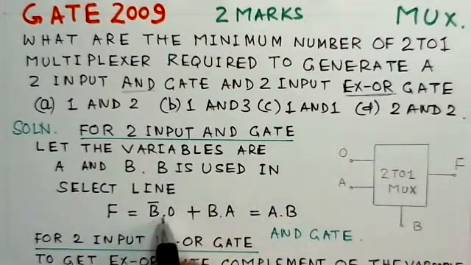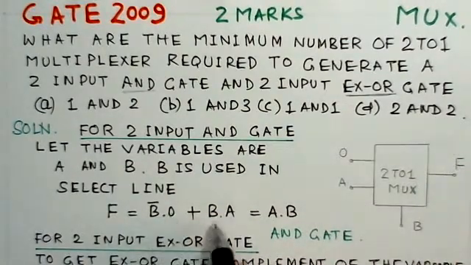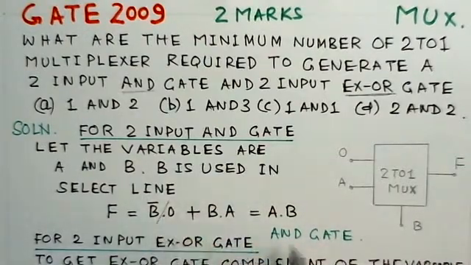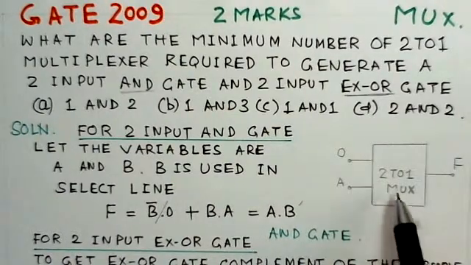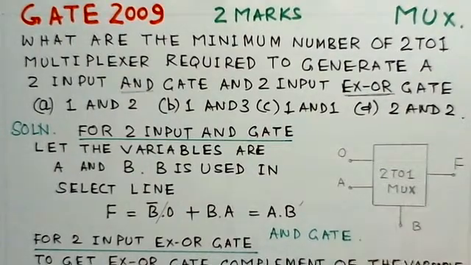B bar into this input, which is 0, B bar into 0, plus B into A. So this term will go away, and it will be A and B. So by using a 2:1 multiplexer you will get an AND gate. That means by using only one multiplexer you can get an AND gate.